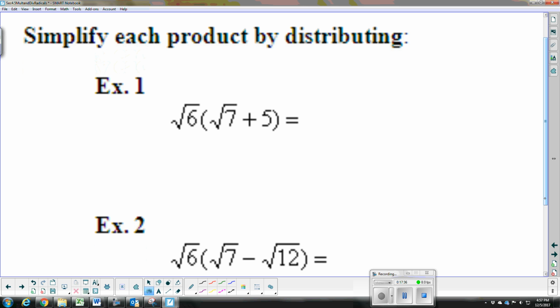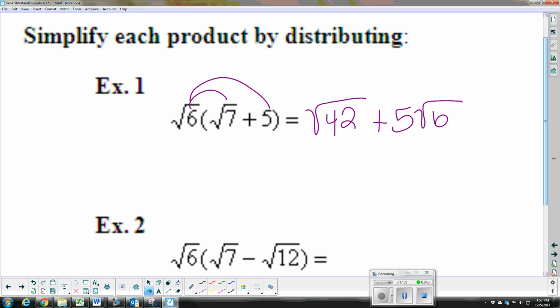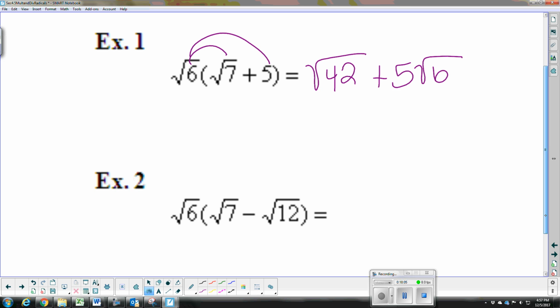All right, now the next step is to use the distributive property with radicals. So when we use the distributive property, again, we multiply each term inside the parentheses by the term on the outside of the parentheses. So you've got square root of 6 times square root of 7, which is the square root of 42, plus 5 times the square root of 6. Again, neither of those can be simplified, so that's as simple as we can go, so we're going to leave it like that.